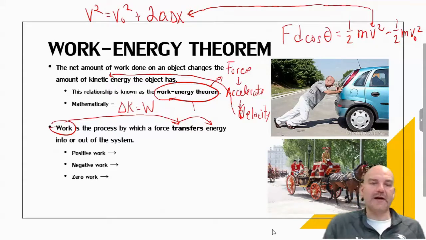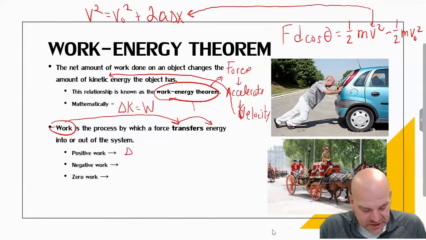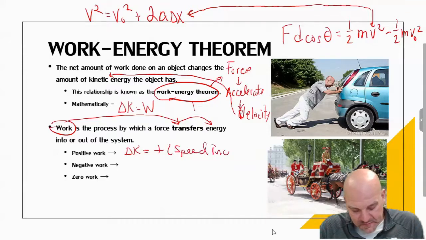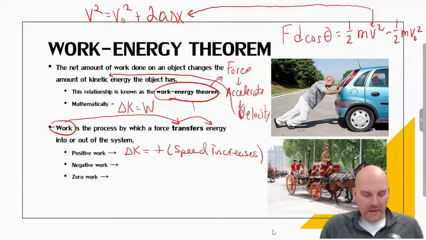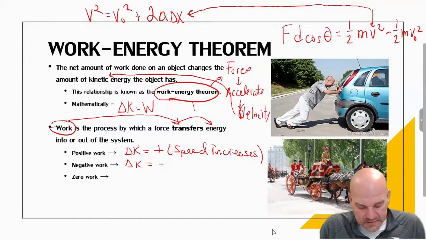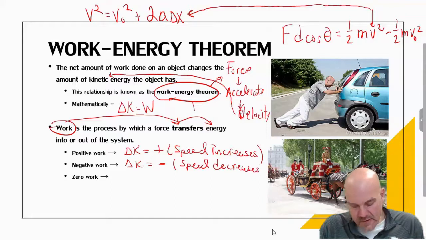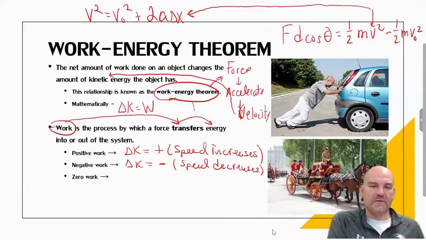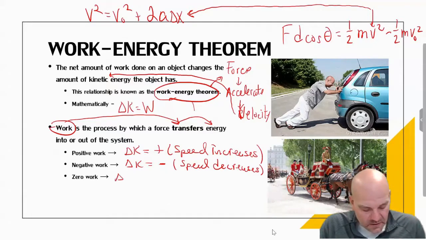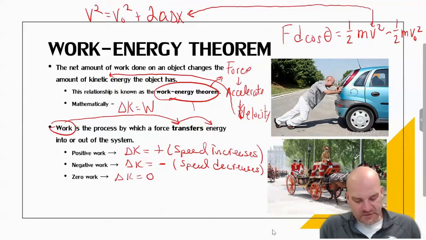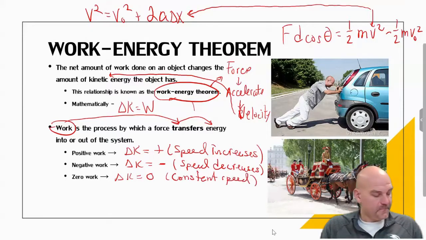And so if I do positive work on an object, my change in kinetic energy is positive. What does that mean? My speed increases. If I do negative work on an object, my change in kinetic energy is negative. What does that mean? My speed decreases. Think about what friction does. Friction is a common force that does negative work, and it slows down objects. And if I do zero work, my change in kinetic energy is zero, which means I have a constant speed.